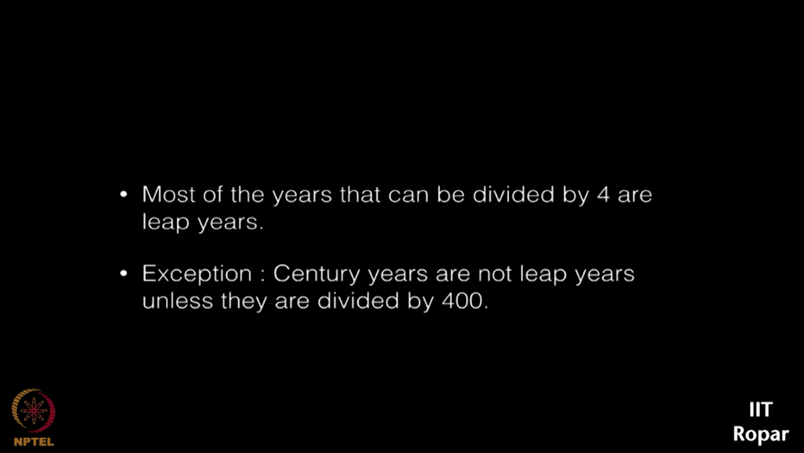That means if we have 1700, it is divided by 4, but it is not a leap year because this is a century year. But if we have 1600, it is divided by 400. That means 1600 is a century year as well as leap year. So I repeat, most of the years that can be divided by 4 are leap years, but there is an exception here. Century years are not leap years unless they are divided by 400. So now I'll show you the pseudocode of how to determine whether a given year is a leap year or not.